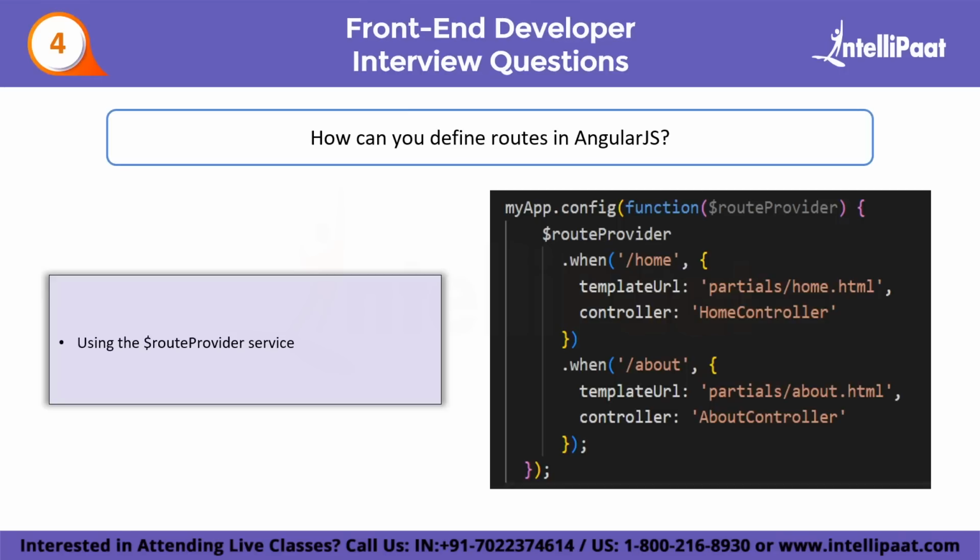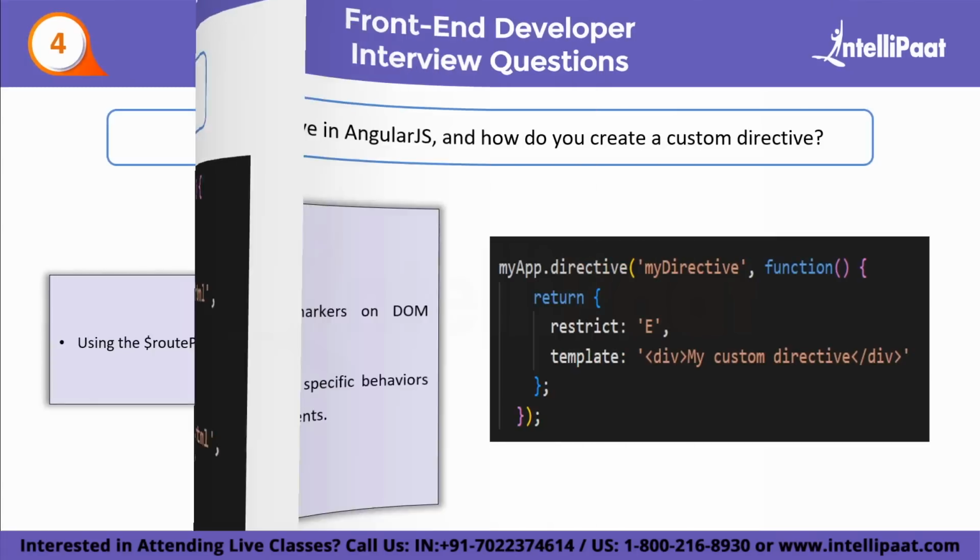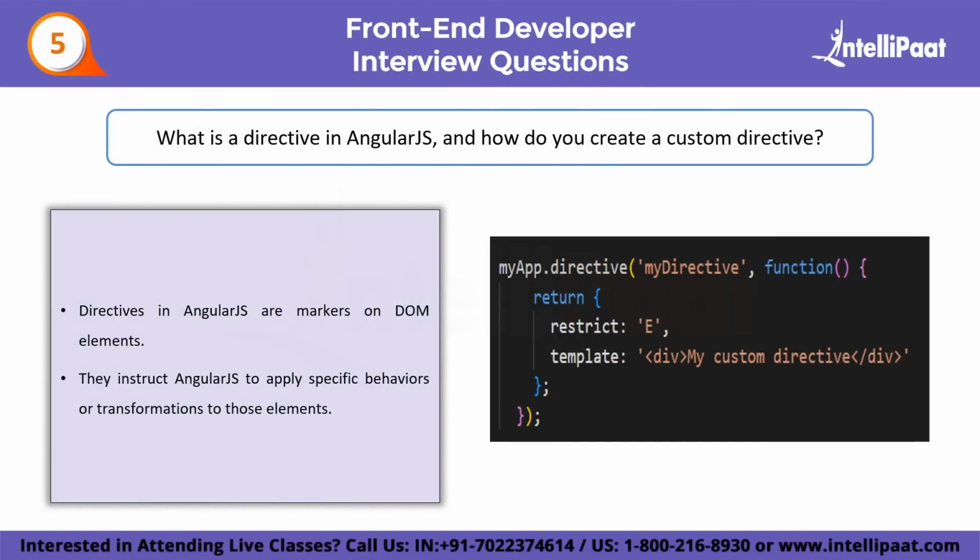And that's how you define and configure routes in AngularJS using the $routeProvider service. It allows you to create a single page application with different views and navigate between them without reloading the entire page. Moving on to our next question.